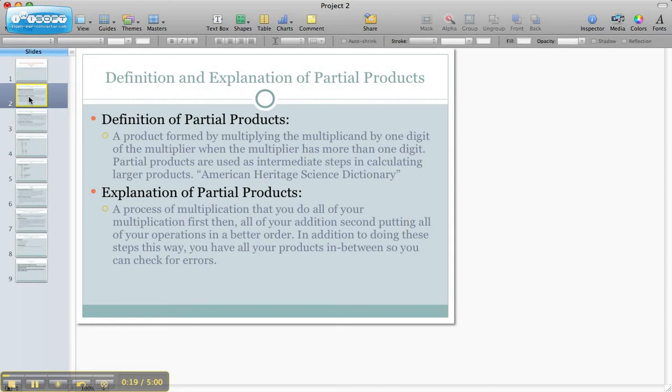Explanation of partial products: a process of multiplication where you do all of your multiplication first, then all of your addition second, putting all of your operations in a better order. In addition to doing these steps this way, you have all of your products in between so you can check for errors.